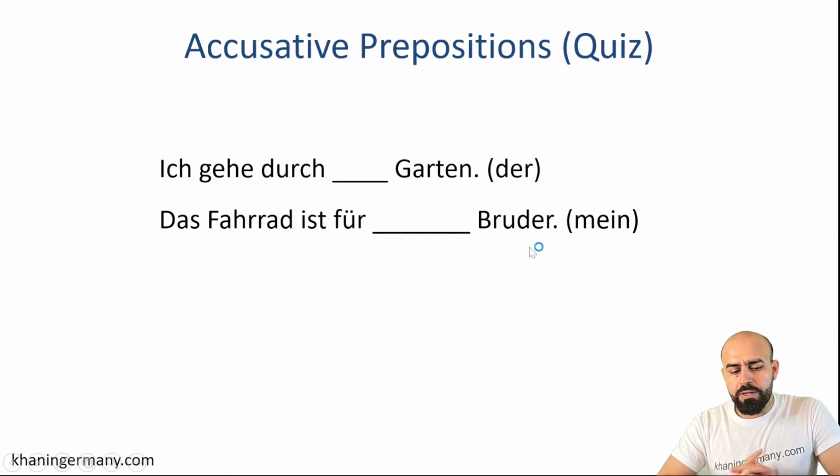So let's do it together now. Ich gehe durch, and then Garten. Der will get converted to den Garten, okay? And then das Fahrrad ist für Bruder. Mein Bruder will get converted to meinen, okay? So mein Bruder is nominative, meinen Bruder, yeah? If you haven't watched the possessive pronouns, I have covered this in the A1 playlist. Please watch that, yeah? So you can see, ich gehe durch den Garten. Das Fahrrad ist für meinen Bruder. Yeah, these are the correct answers.